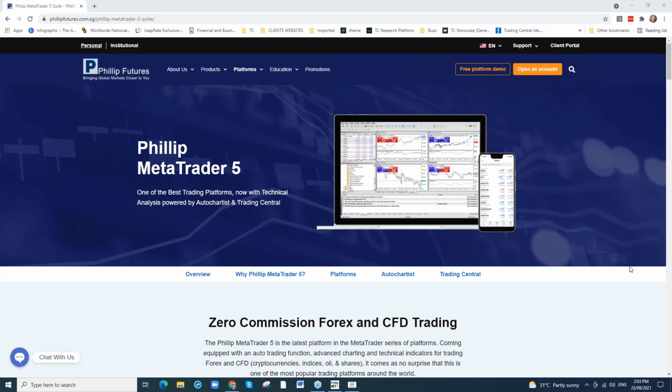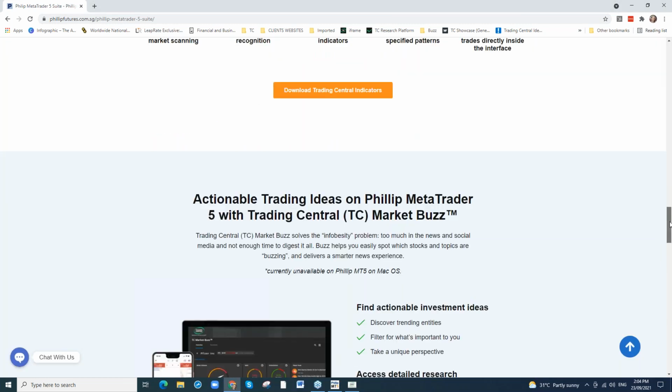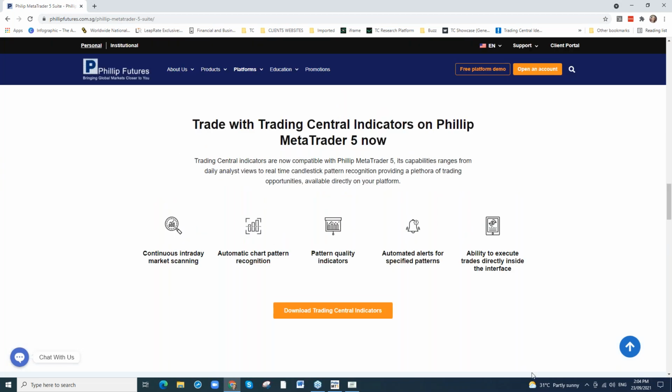Okay. So, today I'm unusually starting from Philip Futures website because I wanted to show you where you can find the Trading Central application that you can download and install. So Trading Central tools will be visible on your MT5 Philip Futures platform. Once you are on Philip Futures website, you just need to go to the platforms, then you go to the Philip MetaTrader 5 suite. Once you are here, you scroll down and here you get our plugin. So you just need to download Trading Central indicators from here.